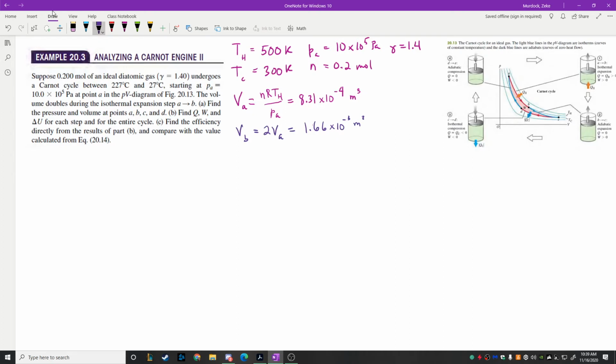Okay. All right, then let's do PB. As you mentioned, let's come over here now. We can find the pressure at point B by writing down PV to the gamma, right? So PB VB to the gamma is equal to PA VA to the gamma. So then PB is going to be equal to PA multiplied by VA over VB to the gamma, which would be equal to PA, which was 10 times 10 to the 5th, and then multiplied by 1 over 2 basically, right? Since VB is equal to 2 VA. So we just put in a half raised to the 1.4, and that'll give us PB.